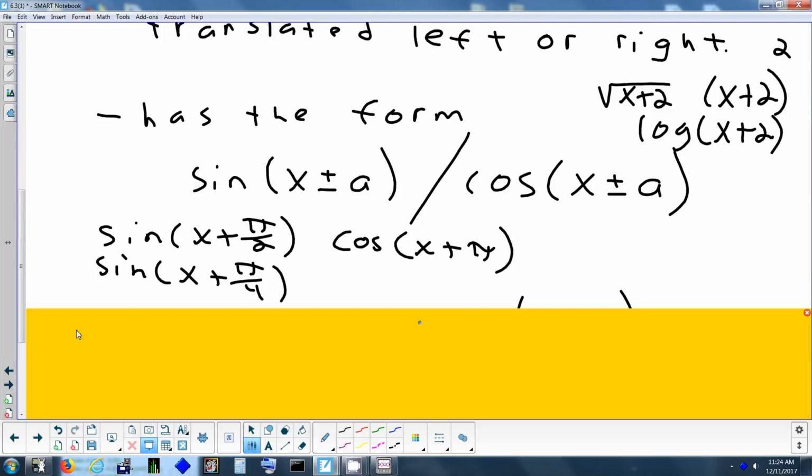Because we're going to be shifting in radians, that means we're going to have a fraction. So we're going to have to deal with adding and subtracting fractions. Okay? Anytime you want to add or subtract a fraction, what do you have to have first? You've got to have a common denominator.